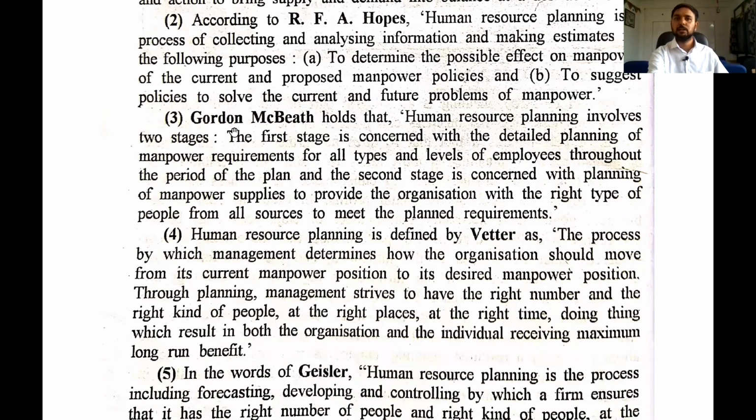The third one is, Gordon McBeath holds that human resource planning involves two stages. The first stage is concerned with the detailed planning of manpower requirement for all types and levels of employees throughout the period of the plan, and the second stage is concerned with planning of manpower supplies to provide the organization with the right type of people from all sources to meet the planned requirement. So guys, the third definition says that there are two different stages. The first stage is to estimate the requirement.